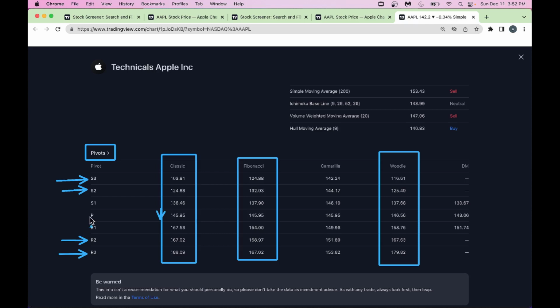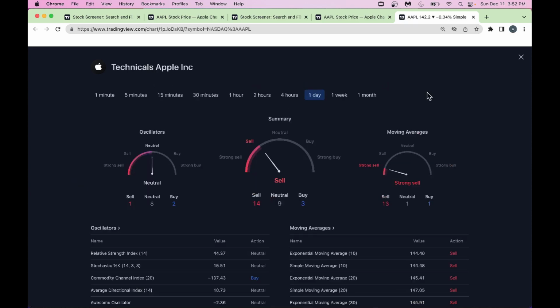So these are just by looking at these pivots here. You could do a lot of strategies here. You could say what's your stop loss level, and you could do options trading by looking at these support and resistance levels. All right, now let's close this here and look at a few more things.